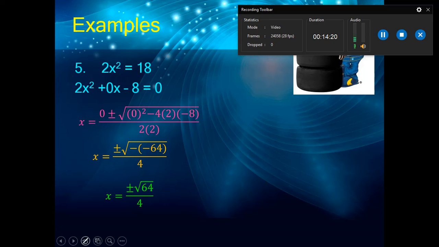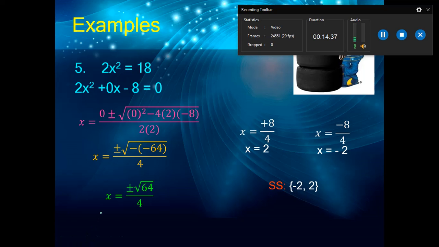And I know 64 is a perfect square. So at this point, I'm going to separate it and set each factor equal to x. So I have 8 over 4, give me a root at 2. And then negative 8 over 4 gives me a root at negative 2. So my solution set will be positive and negative 2.